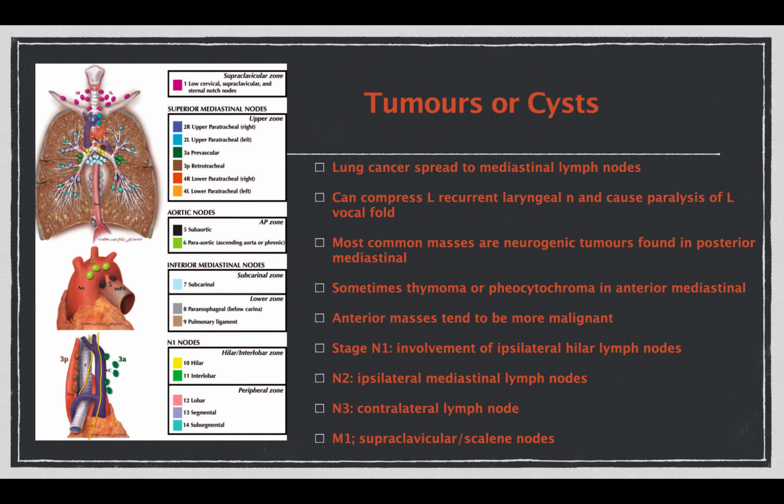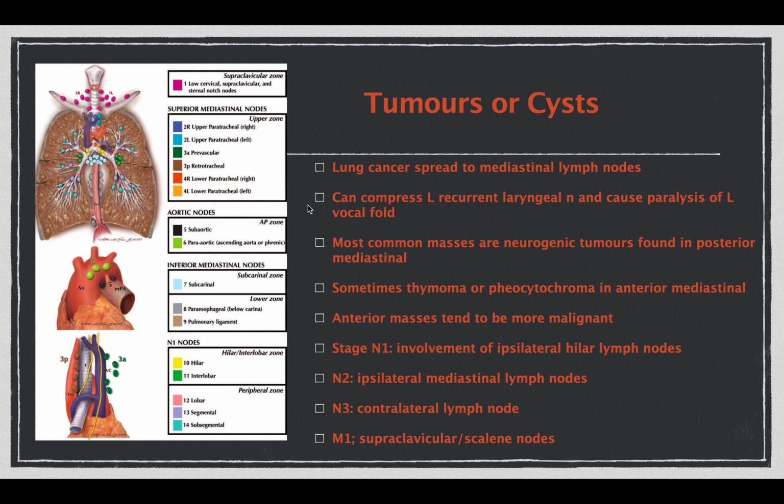Okay, so lung cancer can spread into the mediastinal lymph nodes, and those can compress the left laryngeal nerve, remember, because the left laryngeal is the only one that goes into the thoracic cavity, and then that causes paralysis of the left vocal fold. So when somebody starts describing their symptoms as like hoarseness of voice that just appeared suddenly and hasn't gone away for several months, then the suspicion is lung cancer.